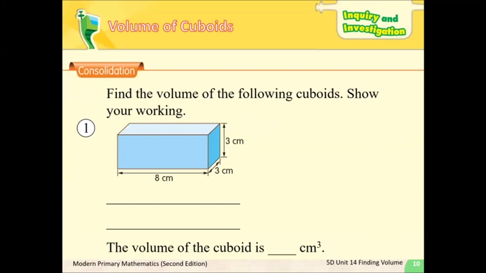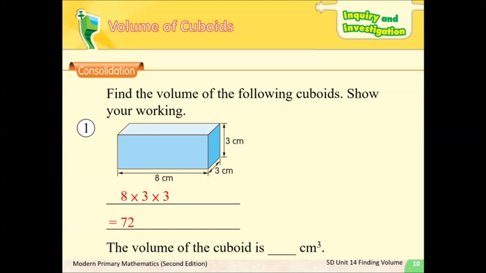So let's have a look at some questions. Let's see if you can find the volume of the following cuboid. I'm going to give you some hints. The length of this cuboid is 8 cm, the width is 3 cm, and the height is 3 cm. If we apply the formula, length times width times height, we can say that the volume is 8 times 3 times 3, which is 72.